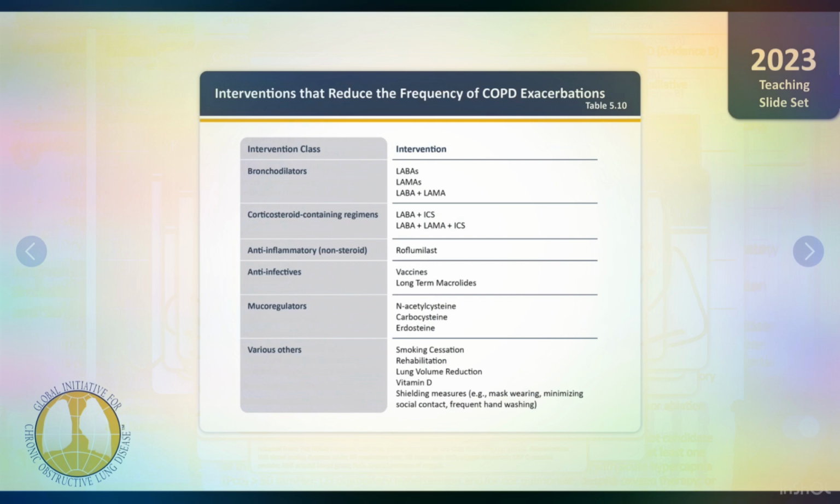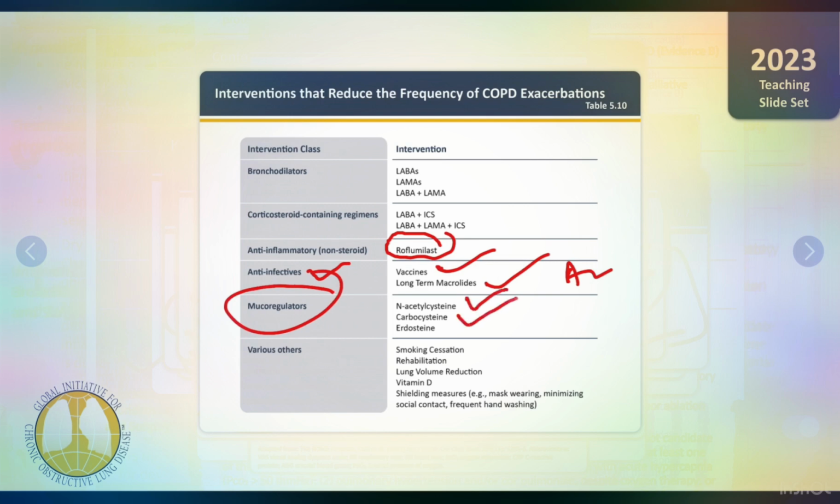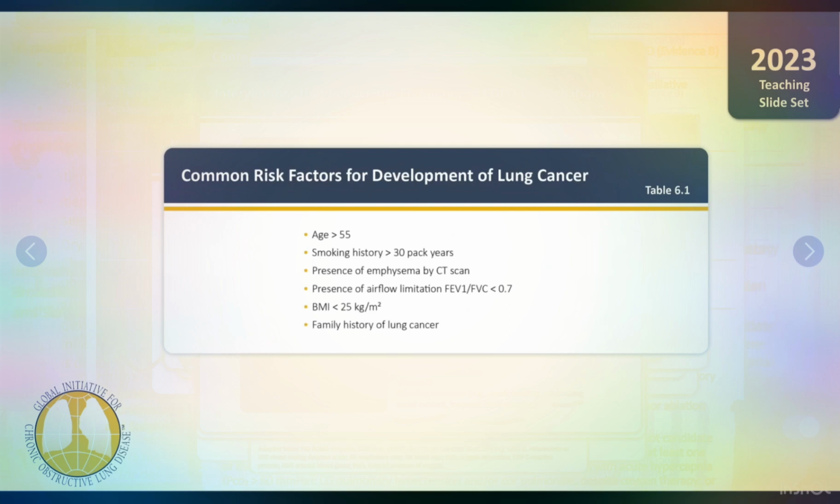Then they are talking about the interventions that reduce the frequency of COPD exacerbation. Bronchodilators are LABA, LAMA, LABA plus LAMA combination. Then corticosteroid-containing regimens like LABA plus ICS, LABA plus LAMA plus ICS. Anti-inflammatory phosphodiesterase-4 inhibitor is roflumilast. Then anti-infective means vaccinations and long-term macrolide like azithromycin or erythromycin. Then mucoregulators like N-acetylcysteine, carbocysteine, and erdosteine, and various other things like smoking cessation, rehabilitation, lung volume reduction, vitamin D, and shielding measures like mask wearing, minimizing social contact, and frequent hand washing.